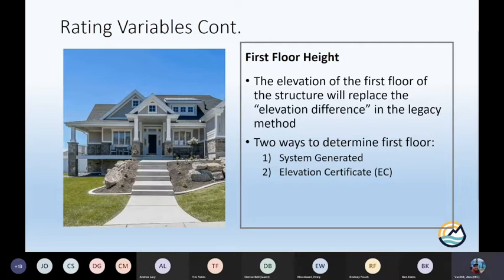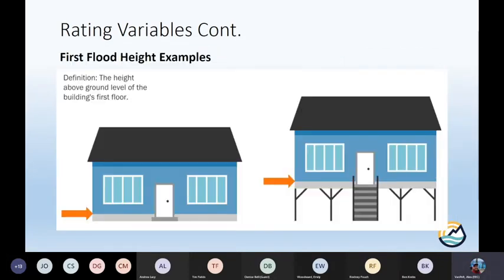So let's look at a couple examples of first floor heights. First floor height is a little different than lowest floor elevation. First floor height is the lowest area above ground level that is used as your building. In these examples, for the one on the left, slab on grade, the first floor height is going to be top of slab. For the one on the right, again, where does your living space start? Everything below an elevated structure is not considered part of your first floor.